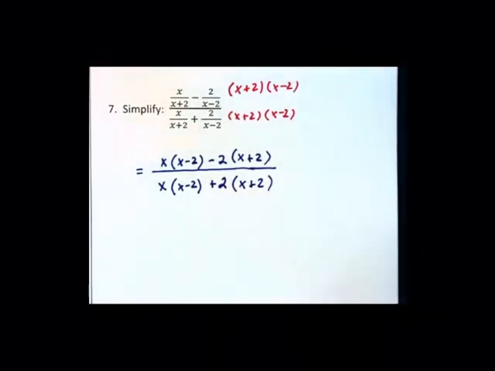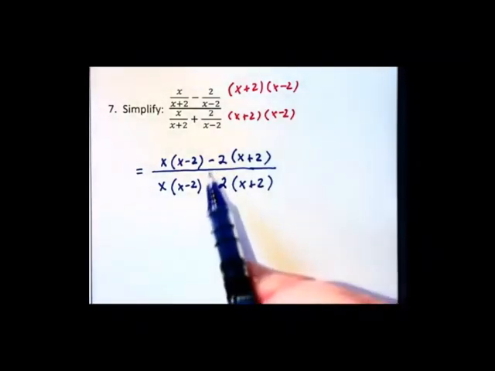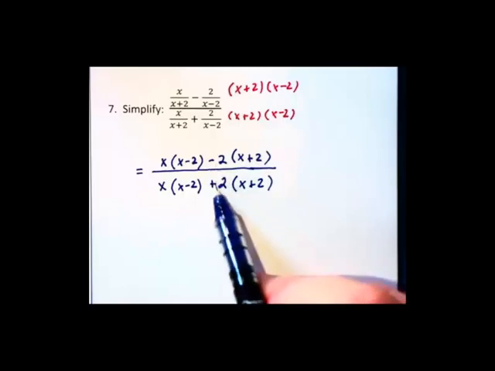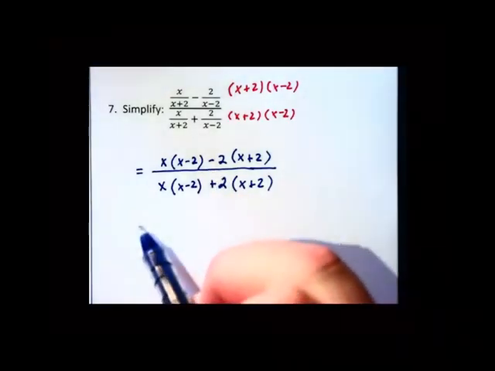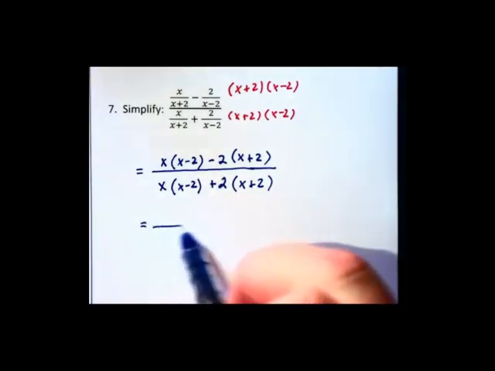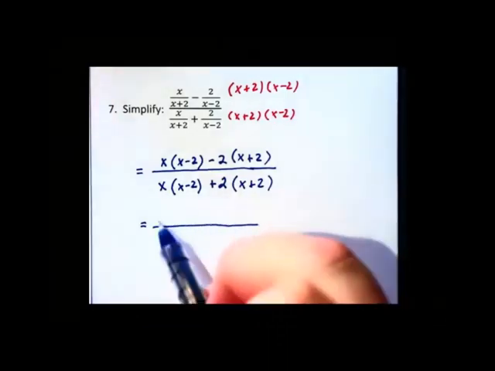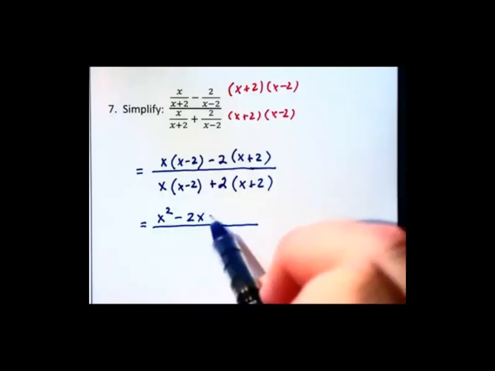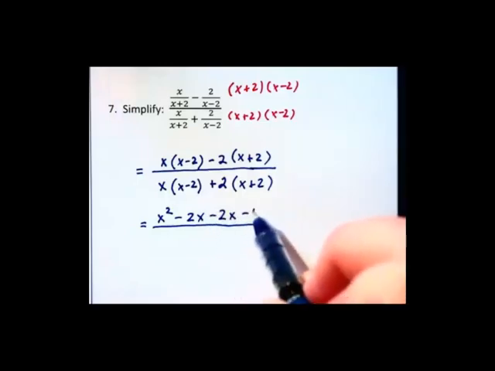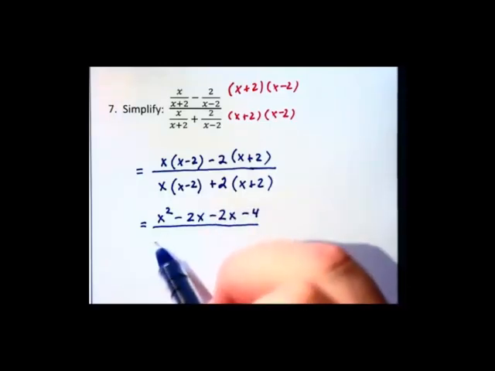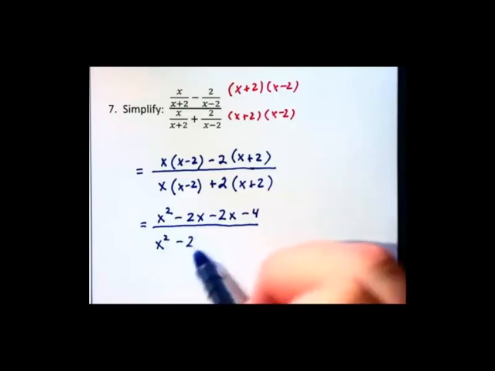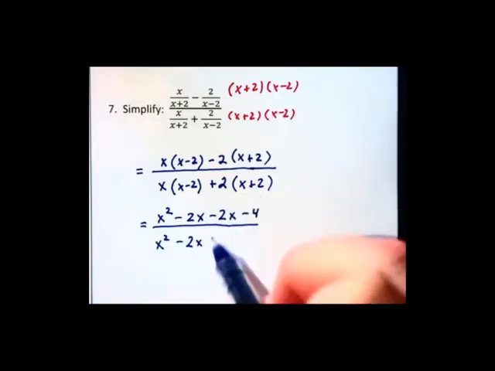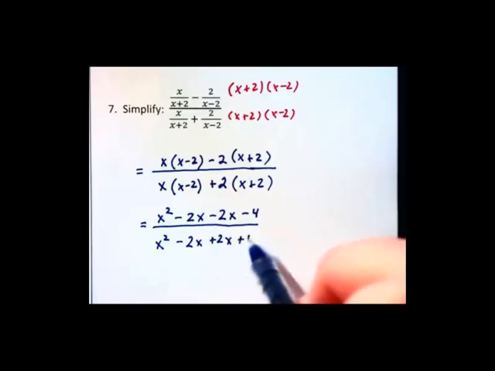Now I know it's very tempting to do some cancellation from numerator to denominator, but nothing will cancel here because of the minus sign and the plus sign right in the center of the numerator and denominator. So we're going to distribute. Up above we get x squared minus 2x minus another 2x minus 4. And down below we've got x squared minus 2x plus 2x plus 4.